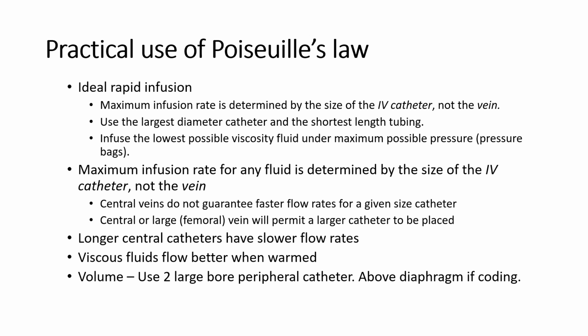So one of the take-home messages here is that when you have to infuse a very large volume quickly, use 2 large bore peripheral catheters. If the person is coding, make sure you insert them above the diaphragm, because the far peripheral veins in the legs and the hands are not going to receive the blood flow from cardiac compressions.